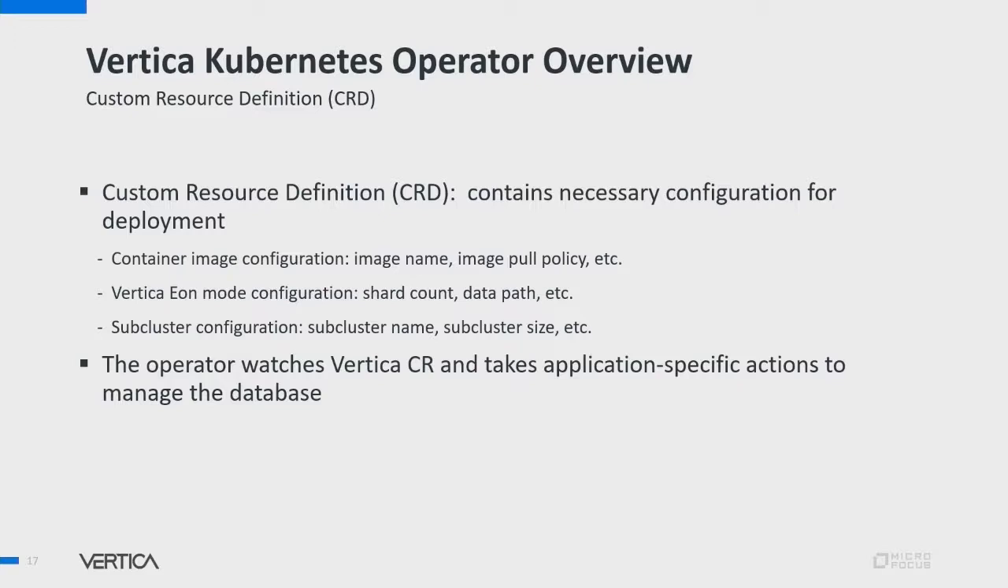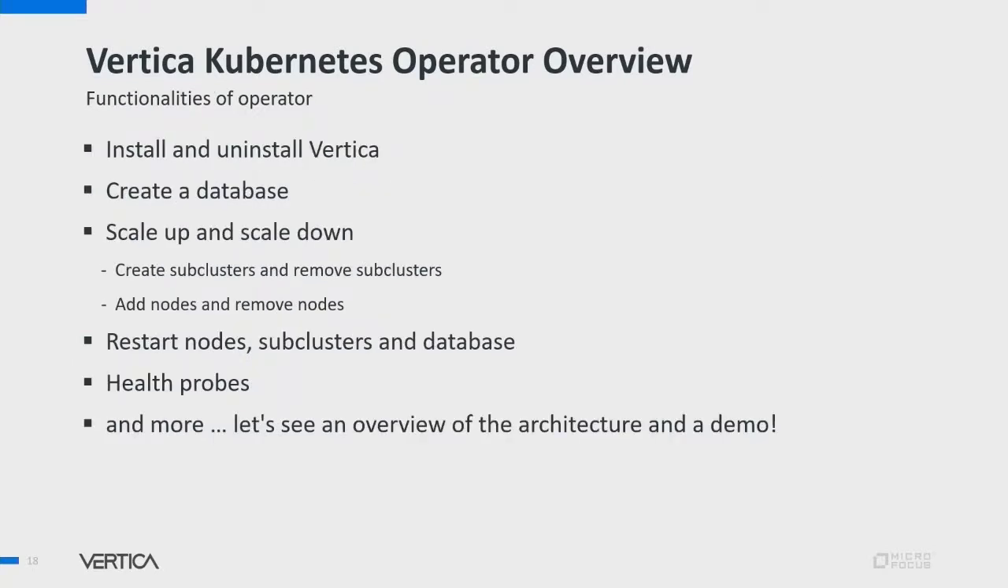The Vertica operator watches Vertica custom resources defined by the Vertica CRD and takes specific actions to manage the database. Specifically, we mainly have the following actions being automated in our Kubernetes operator: install and uninstall Vertica, create a Vertica database, scale up and scale down, which includes creating and removing subclusters, adding and removing nodes. Also, restart nodes, subclusters, and the Vertica database. We also have health probes, and we have even more. I will hand it over to Matt for an overview of the Kubernetes operator architecture and a cool demo.